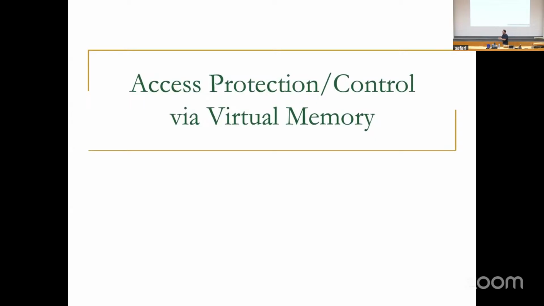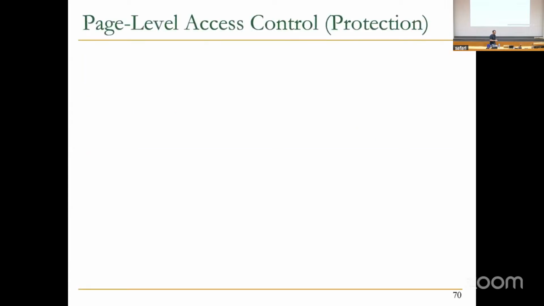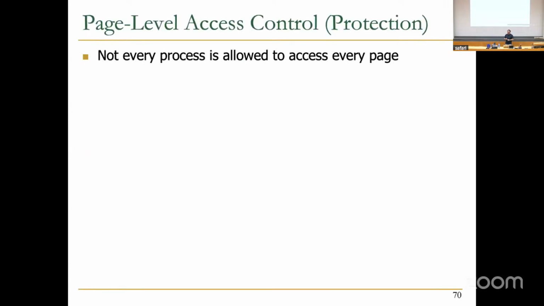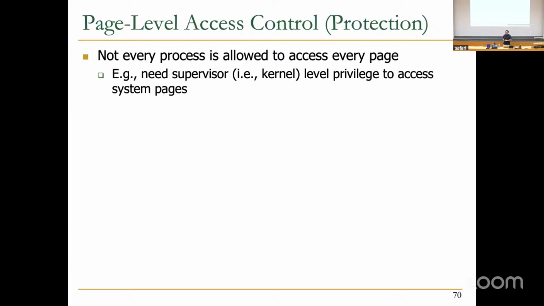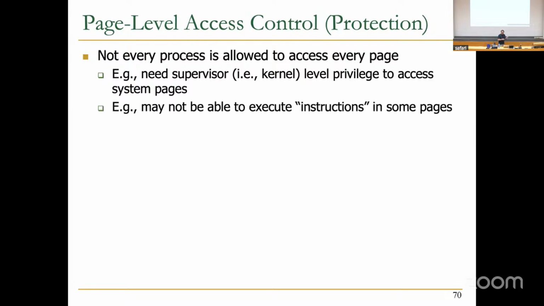So virtual memory does not only map virtual addresses to physical addresses, it also keeps track of the protection mechanisms for each virtual page. So we have page level access control. Not every process is allowed to access every page, so we need some sort of kernel level support to access the system pages. We may not be able to execute instructions in some pages. For example, we might avoid attacks like stack overflow, if you know about it, where we overflow the stack with some instructions and the attacker executes these instructions.